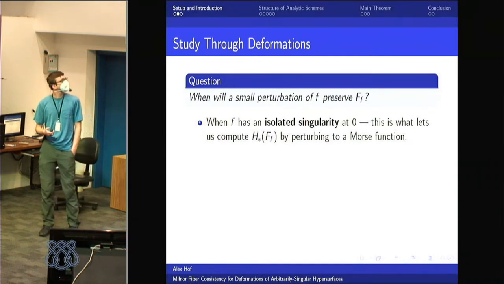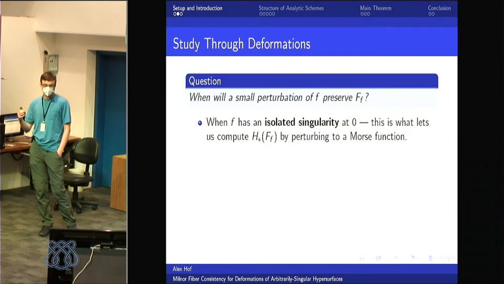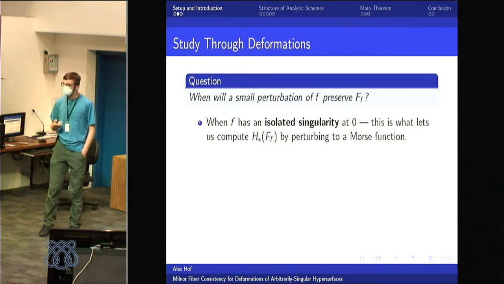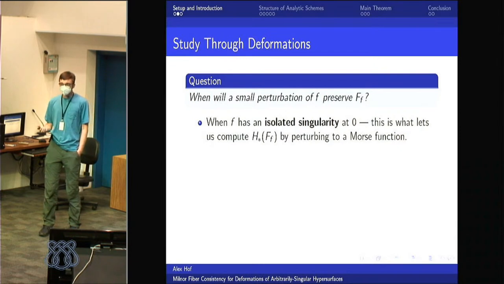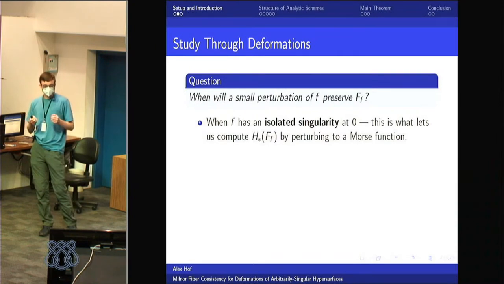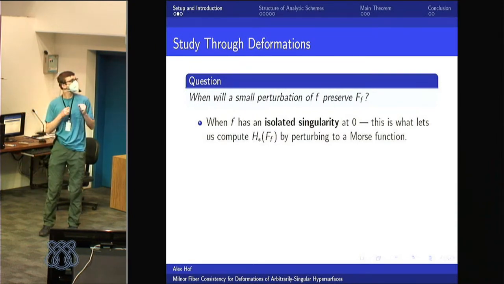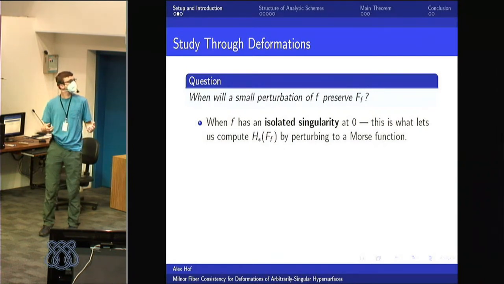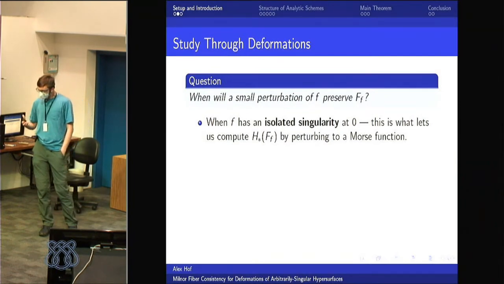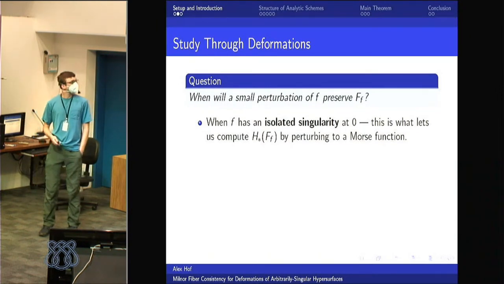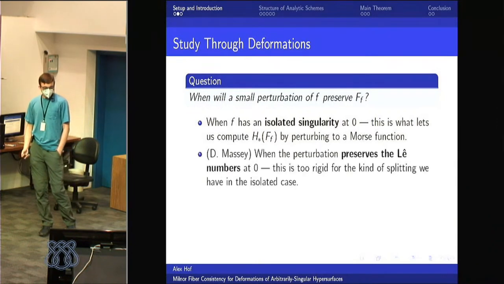The first one is if the hypersurface that our function is defining has just an isolated singularity at the origin. In this case, it's not too hard to show that a perturbation will still give us the same nearby smooth fiber in some small sphere. And this is the thing that lets us figure out the homology of this Milnor fiber just by perturbing to a nearby Morse function. We talked about this: we break up the critical point into a bunch of Morse critical points, and somehow their number tells us everything we want to know about the homology. So that's what happens in the isolated case.